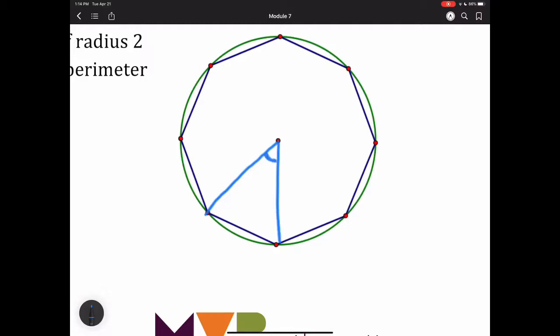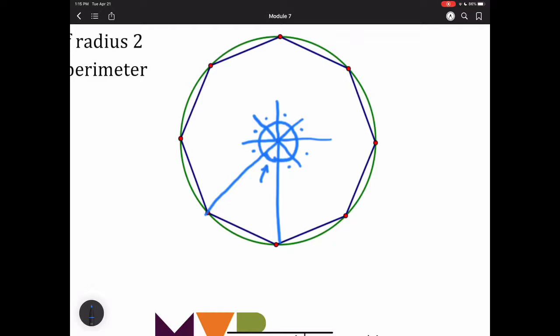Okay, now I need to know what that angle is. Well, how many of these triangles could I draw? I know that surrounding this entire thing is 360 degrees, right? So if I know that that's 360 degrees, I can just look at how many triangles I will draw and divide 360 by that many triangles. That will give me the degree measure of one central angle. So I've got 1, 2, 3, 4, 5, 6, 7, 8. Kind of makes sense since it's an octagon, has 8 sides. It's going to also have 8 central angles, 8 triangles there.